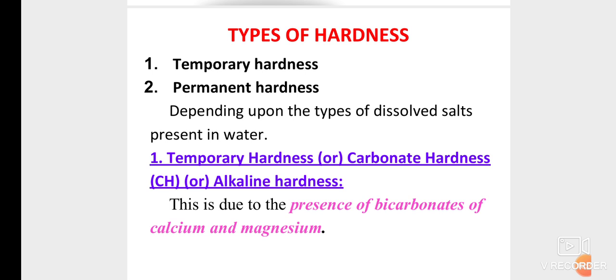Carbonate means CO3 2-or HCO3-. CO3 2- is called the carbonate anion, and HCO3- is called the bicarbonate anion. If calcium and magnesium salts or ions are combined with carbonate, these are called carbonate hardness. Another name for carbonate is alkaline. Alkaline means basic in nature. So the temporary hardness is due to the presence of bicarbonates of calcium and magnesium. Bicarbonate means HCO3-.